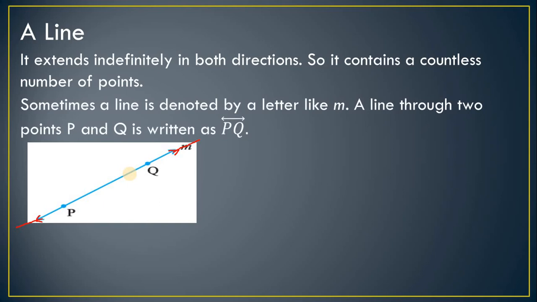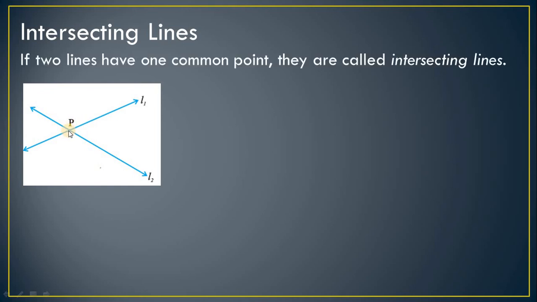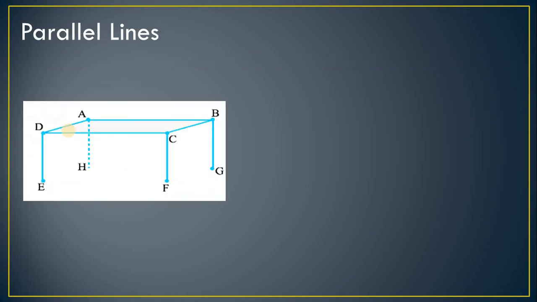Sometimes a line is denoted by the letter M. So here M is there, or this is PQ, means here the point is P and here the point is Q. And upside you observe this line, the arrow is there from here and from here. It means that we can extend that line from both sides. That is the concept of line. Intersecting lines means, here two lines are there and they cross at a particular point. That is what intersecting lines are. If two lines have one common point, they are called intersecting lines.